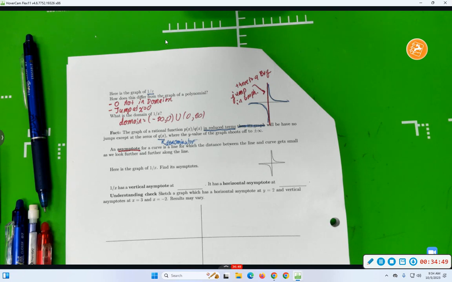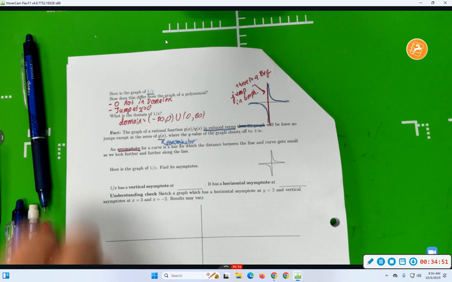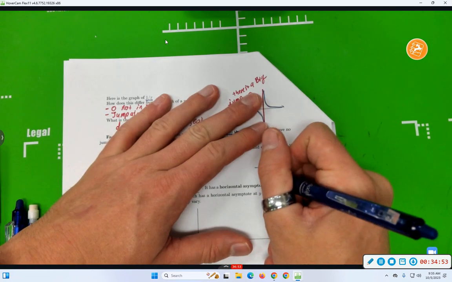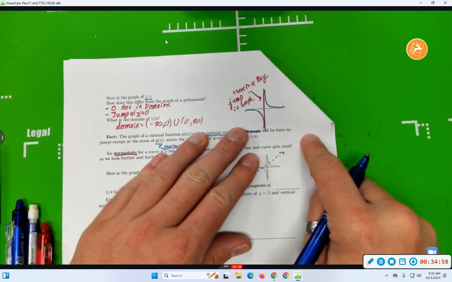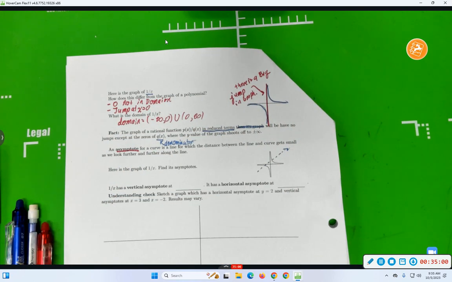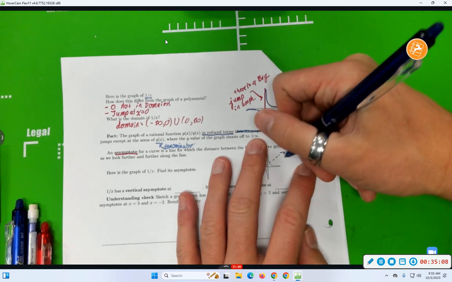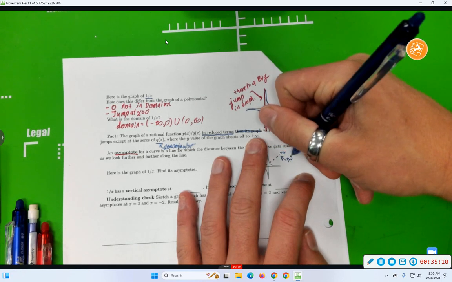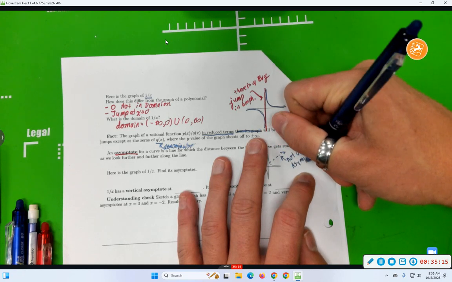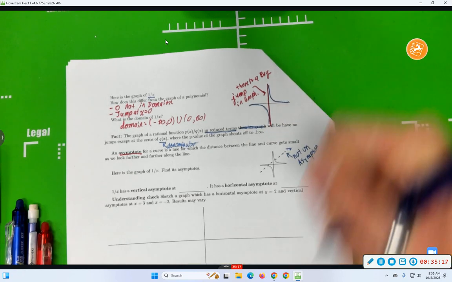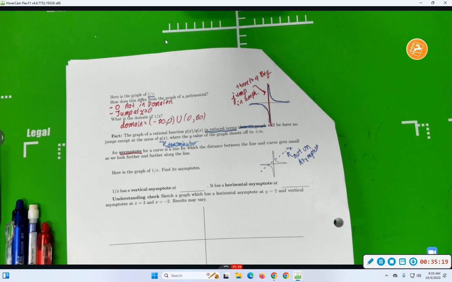So let's just see an example of what this doesn't mean. Same thing, here's 1 over x. There's a line. If I look really far along this line, are those points close to the graph of 1 over x? No. So this is not an asymptote. What lines does this graph get really close to?